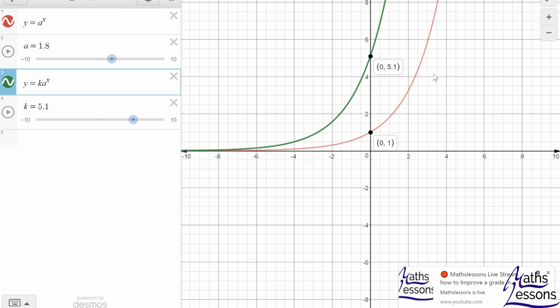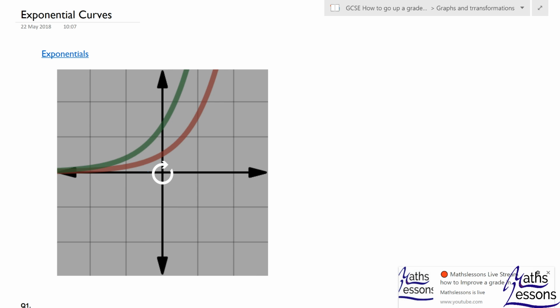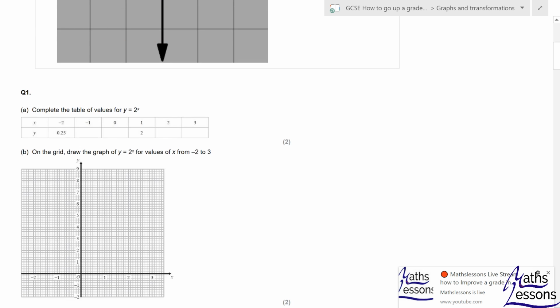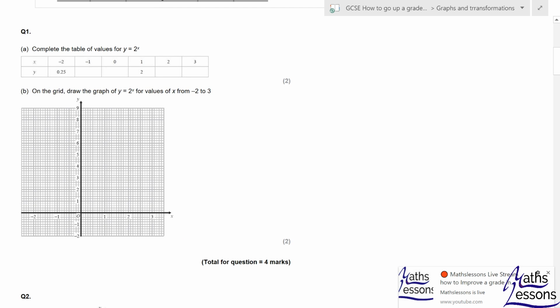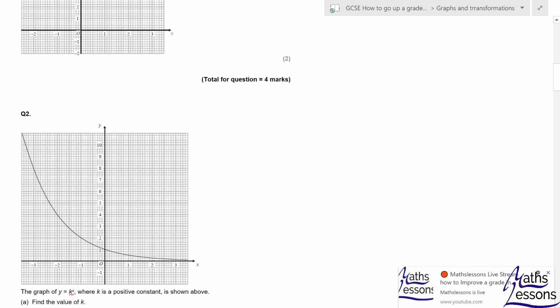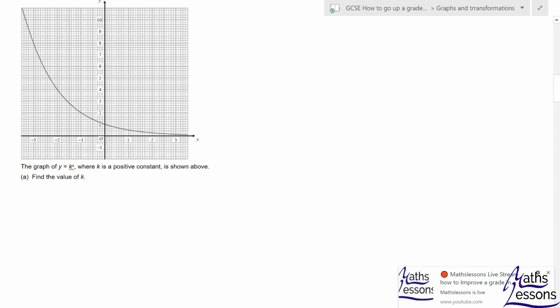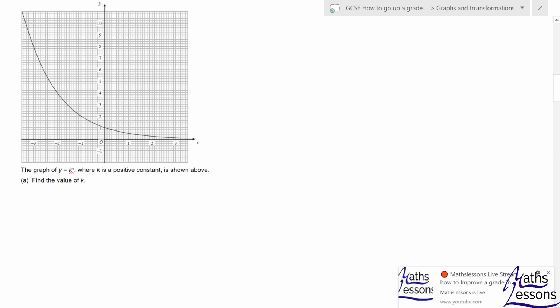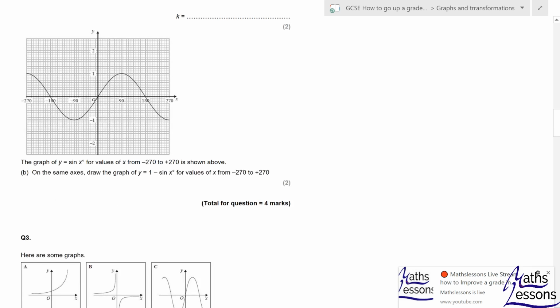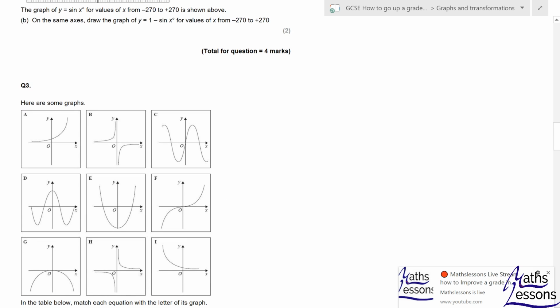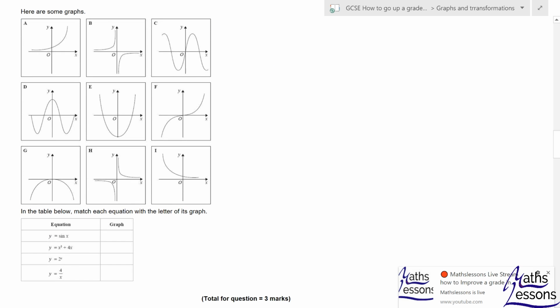Right, now I'm going to just move on. Looking down here, I'm going to miss this one out because we're basically looking at non-calculator. Let's look at things where you might be able to do a calculator paper. We're going to look at knowing the shapes of your graphs. So here are some graphs. You need to know the shape of your graph.